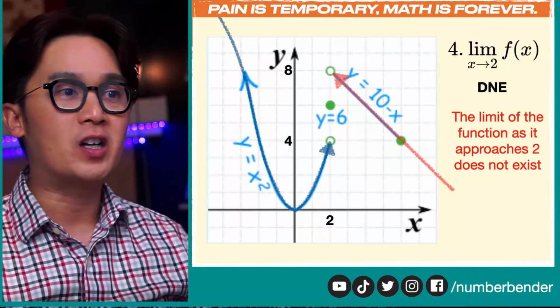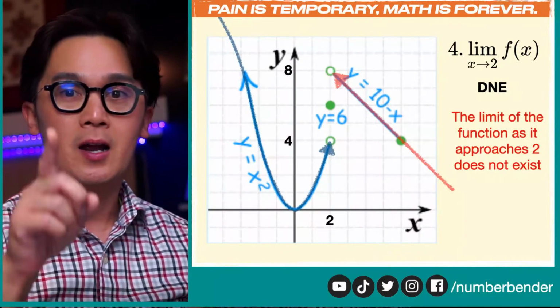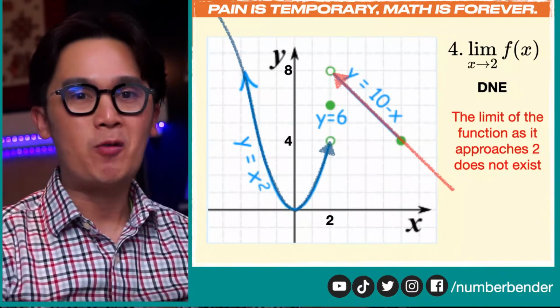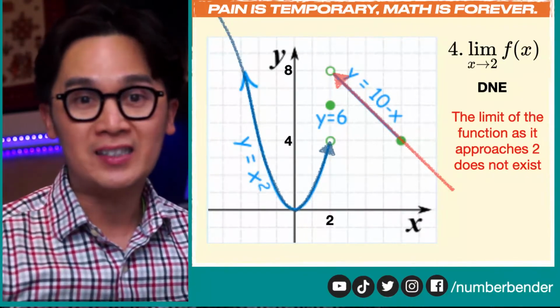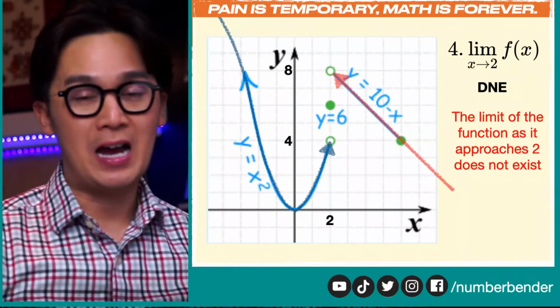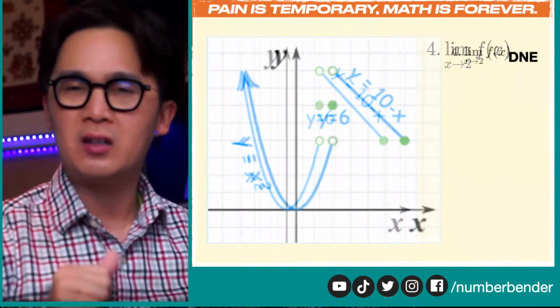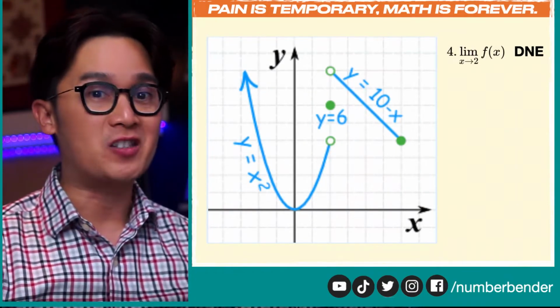So the limit of the function as x approaches 2 does not exist in this particular notation because at that point, the function is not approaching the same height of our graph. Now let's try to use other limits of a function so that we'll better understand how to answer this graphically.